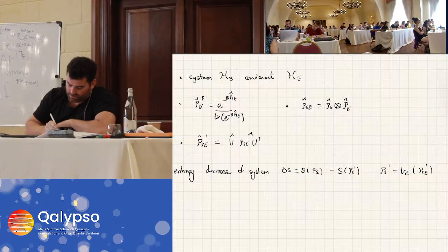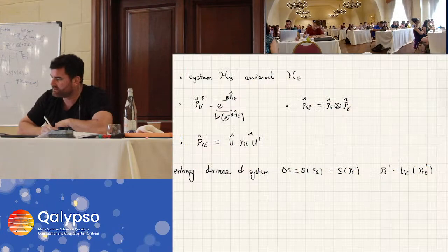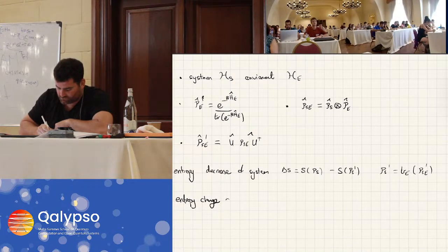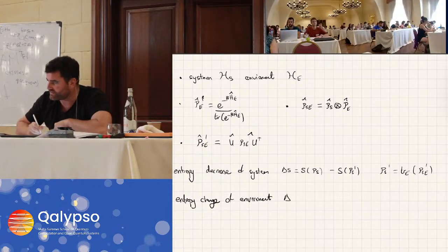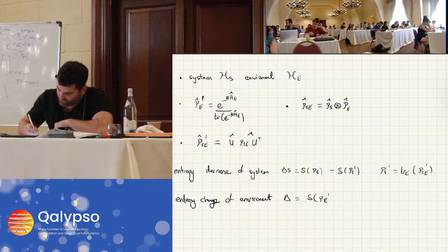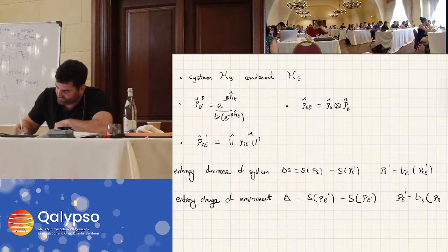The entropy change in the environment is, we just say delta. This is going to be S(rho E prime) minus S(rho E), where rho E prime is the trace over the system of rho SE prime.